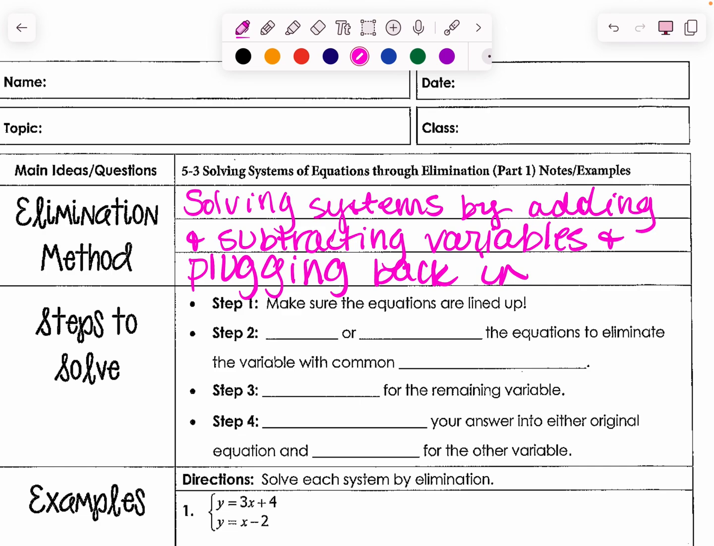So what does that mean? Let's take a look. With elimination, our whole goal is to eliminate one of the variables. That's why we call it elimination.